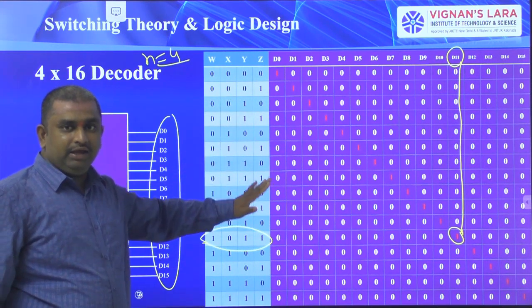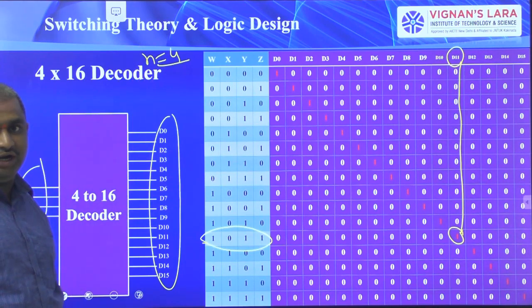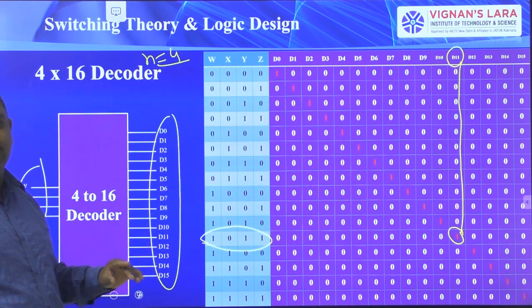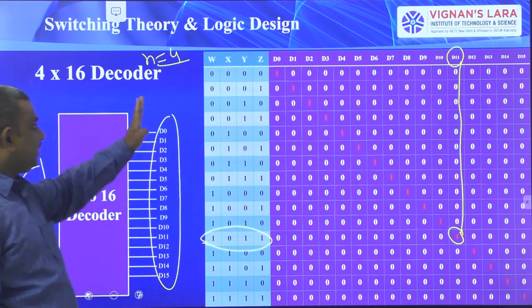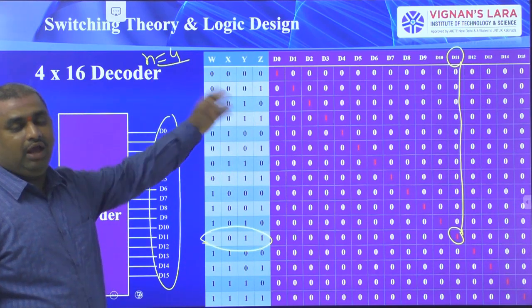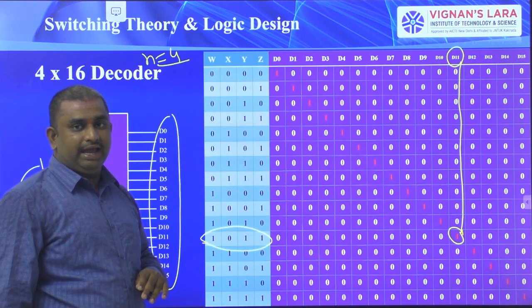You have to draw the internal logic diagram by using AND gates. You have to draw 16 AND gates here. Each of the 16 AND gates has a minimum of 5 inputs. 4 inputs are W, X, Y, Z, and one more input is the enable signal. Like that you have to draw the logic diagram.